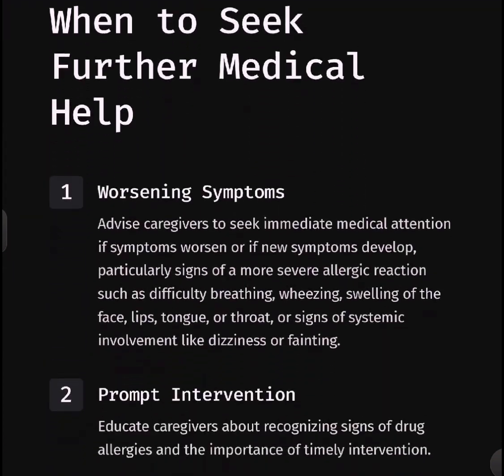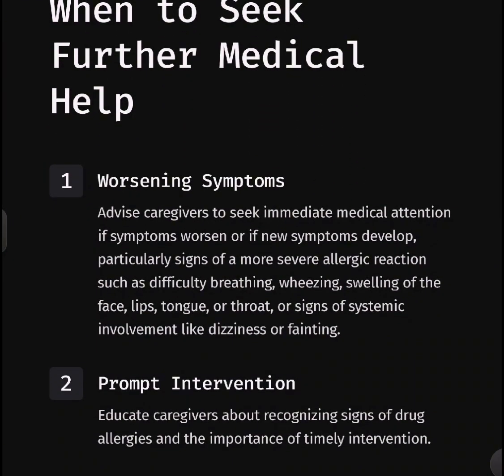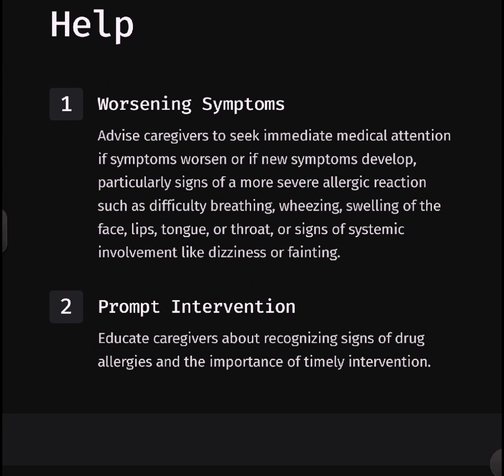When to seek further medical help: advise the caregiver to seek immediate medical attention if symptoms worsen or if new symptoms develop, particularly signs of a more severe allergic reaction such as difficulty breathing, wheezing, swelling of the face, lips, tongue, or throat, or signs of systemic involvement like dizziness or fainting. Prevention and education: educate the caregiver about recognizing signs of drug allergies and the importance of timely intervention. Discuss avoiding penicillin antibiotics in the future unless an allergist evaluates the child and potentially performs allergy testing to confirm the penicillin allergy or deem it safe to use.